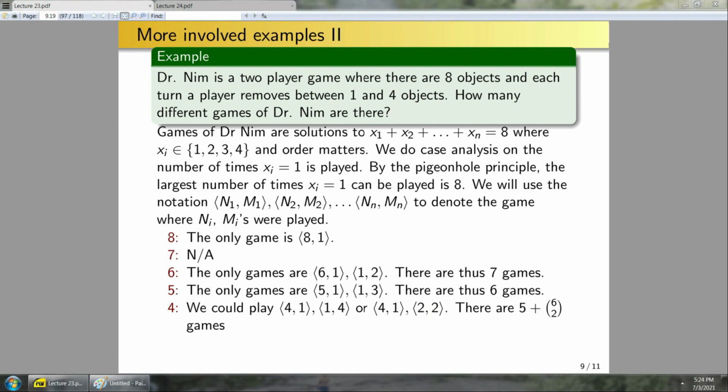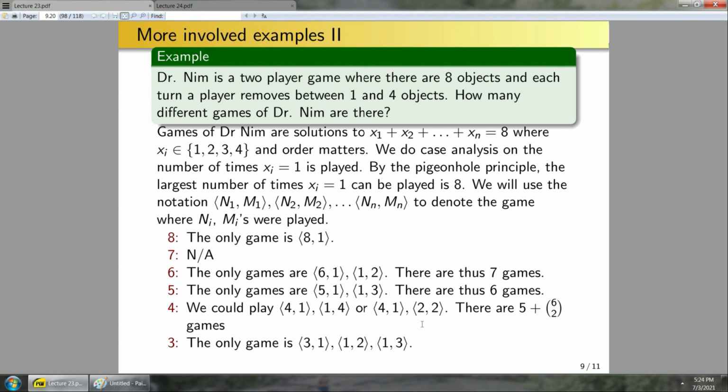Okay, next up, let's look at 3. So if 3 ones are played, how many points are remaining? Well, 5. So how many ways can 5 be written as a sum of 2, 3, and 4? Well, only one way, right? I need to have the 3 ones being picked up, and then I need a 3 and a 2. There's no other ways I can get to the 5.